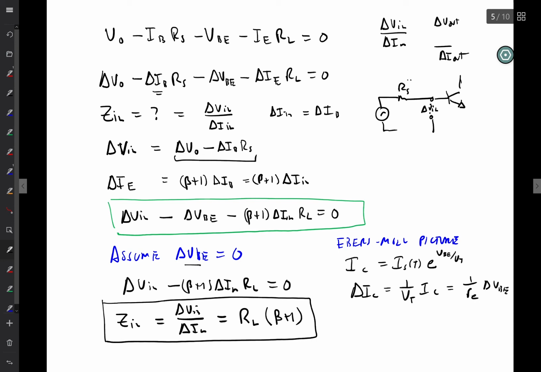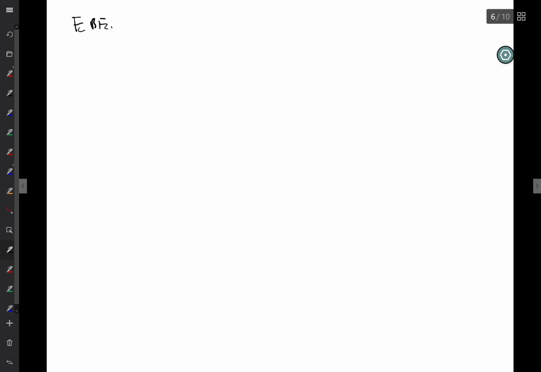So that 1 over little re is essentially the change in, I missed a step here, so that's going to be delta VBE. That delta VBE is related to delta IC by this 1 over little re, or I can write that delta VBE is no longer equal to 0, but is equal to little re times delta IC, which is very close to little re times delta IE. So if I don't assume that this is equal to 0, I'm simply going to add another element. I'm going to add this little piece right here. So then in the case of the Ebers-Moll picture, Zin becomes not just RL times beta, but RL plus little re times beta plus 1.